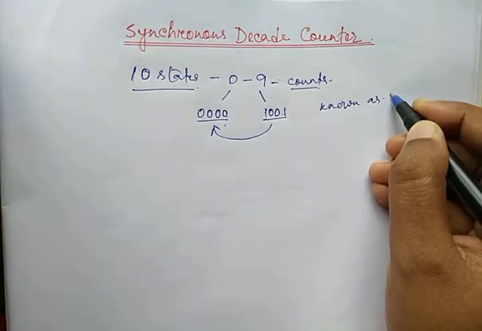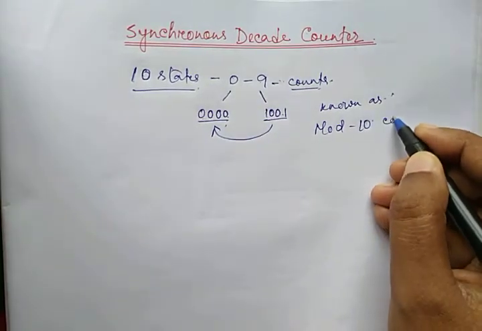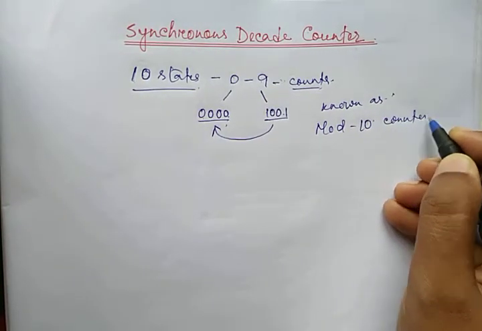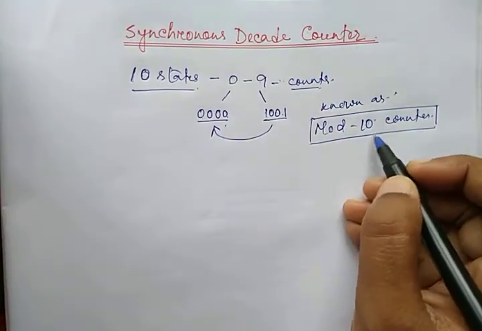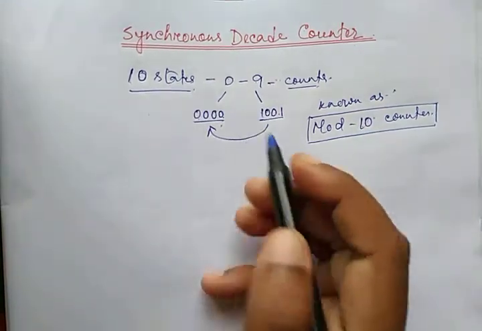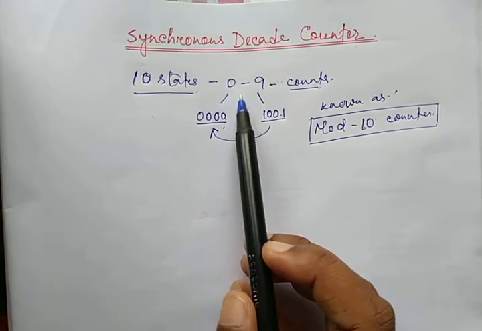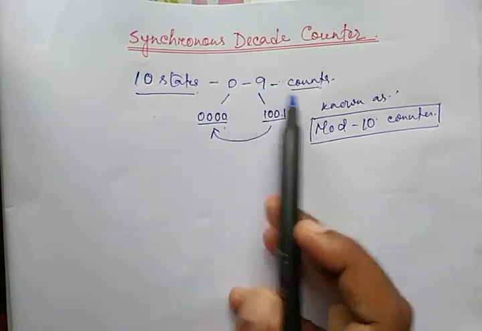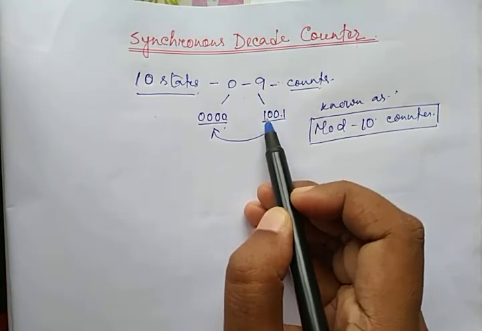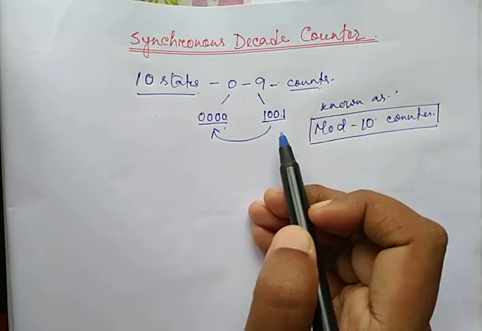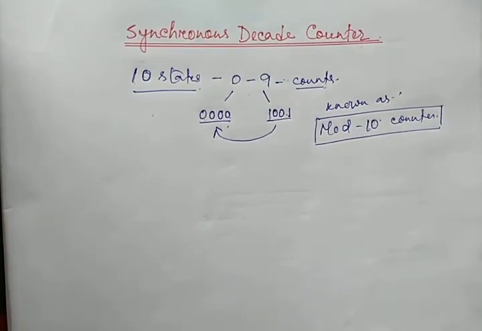And as this counter counts 10 states, this counter is also known as mod 10 counter. We know that a mod 10 counter means it can count that number of states. So as we can see, in order to count 0 to 9, the maximum it can count is 9, so it requires 4 bits. That means 4 flip-flops are needed to create this decade counter.